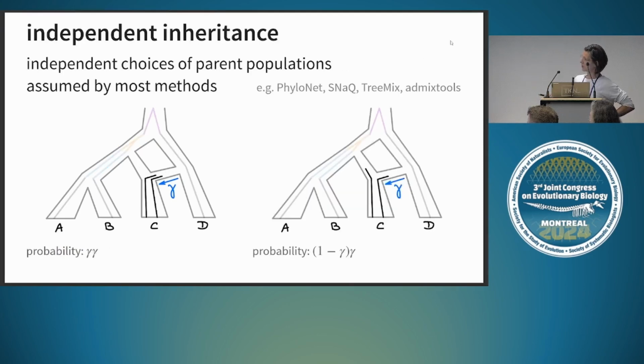So in many papers, like in Phylonet, SNAQ, TreeMix, and AdMix tools, there is this assumption that if we have multiple lineages that arrive at a hybrid node, the two lineages choose their parents independently of each other. So if the second lineage here chooses a parent from the right, that does not affect the choice of the first. That could choose its parent from the left or from the right. So the probability of this event would be gamma times gamma and 1 minus gamma times gamma. Okay. So this is the most common multi-species coalescent model.